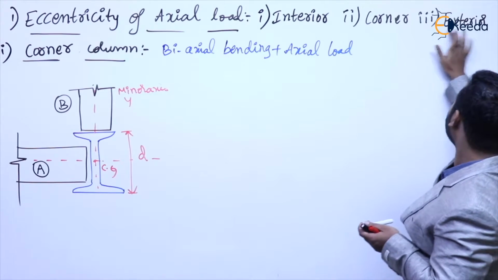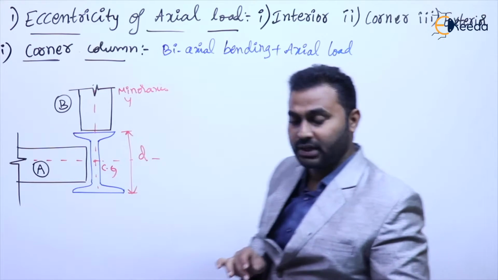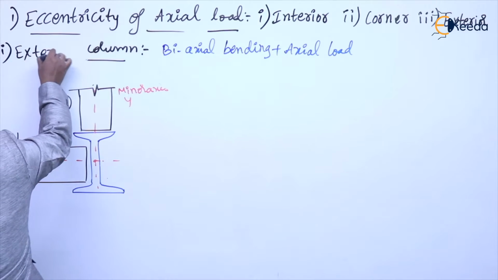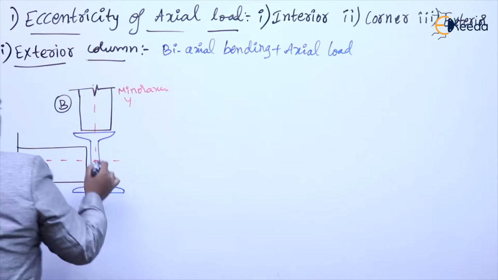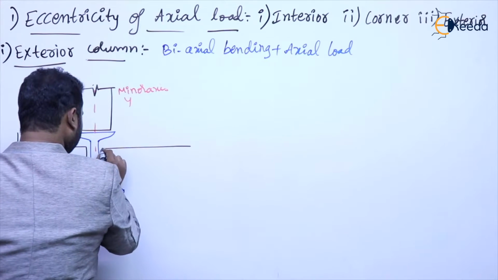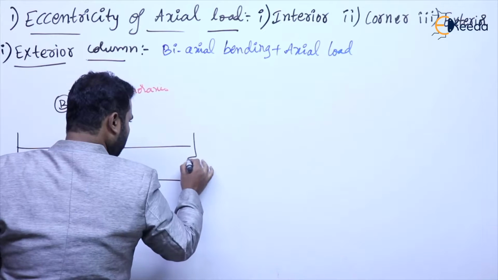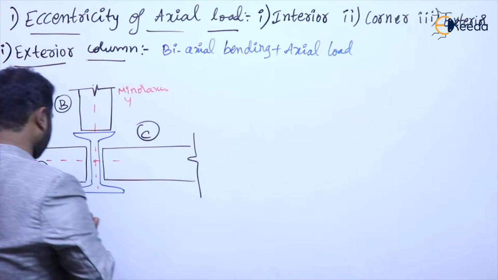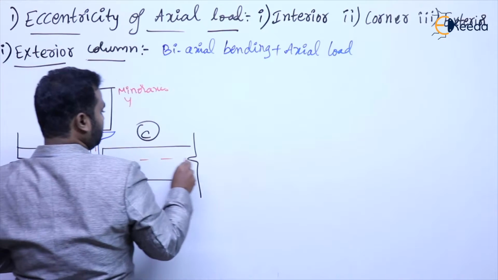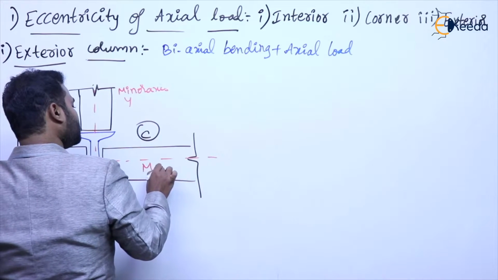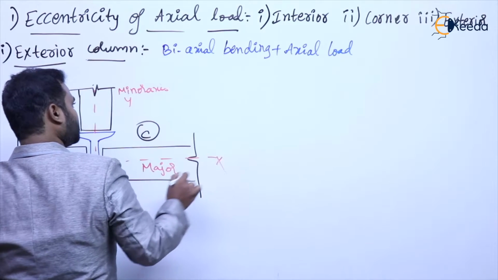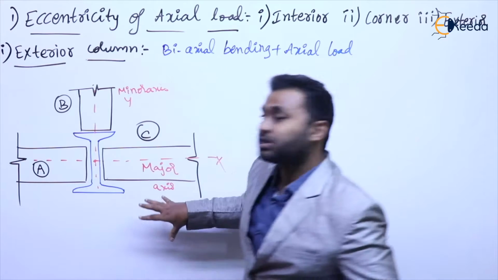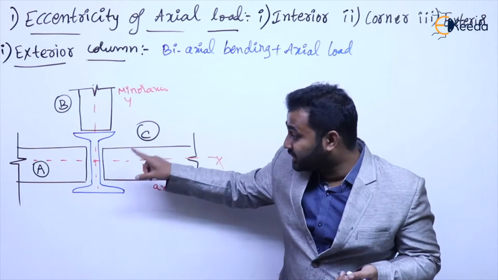Now let us see the exterior column. Let us see the third one, that is the exterior column. This is the major axis XX. Is it okay? Now this is how the beams will frame into the exterior column.